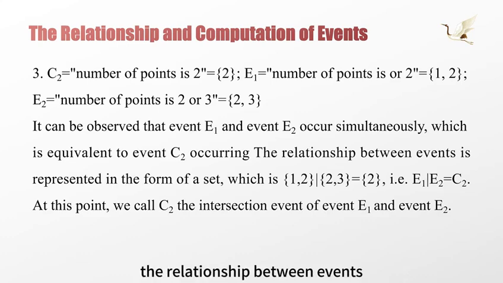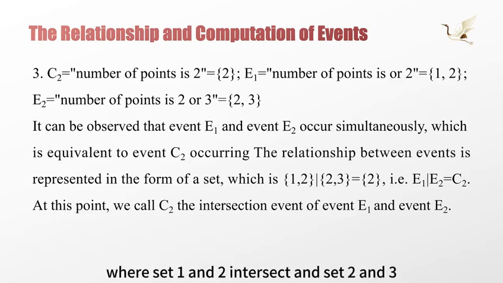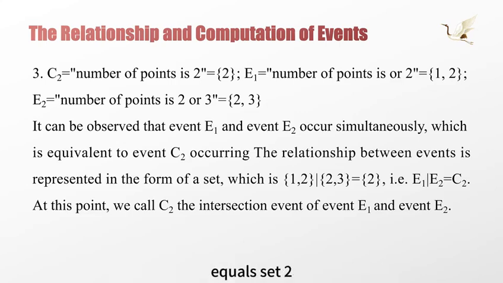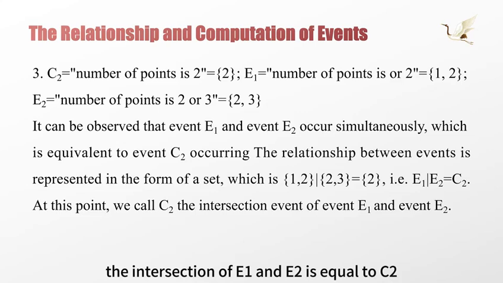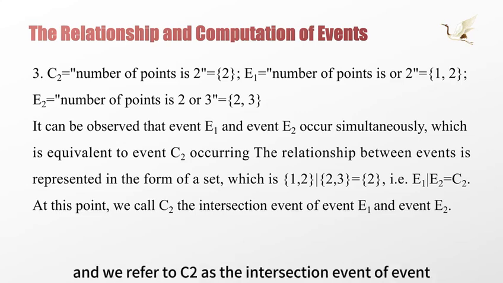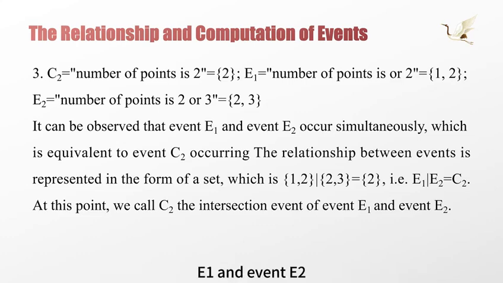The relationship between events is represented in the form of a set, where the intersection of set {1, 2} and set {2, 3} equals set {2}. The intersection of E1 and E2 is equal to C2, and we refer to C2 as the intersection event of event E1 and event E2.